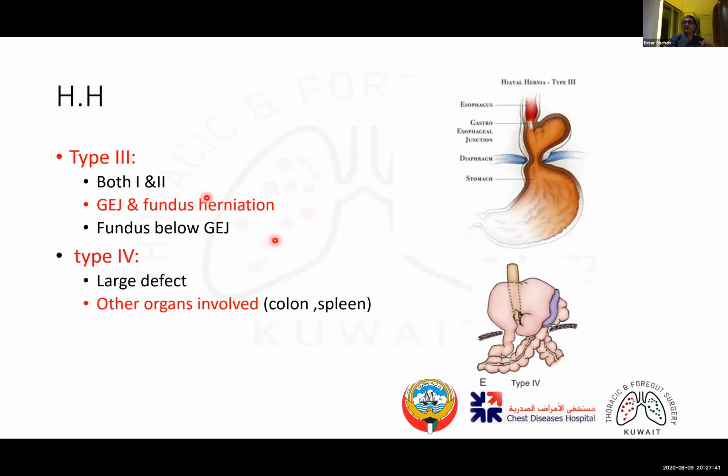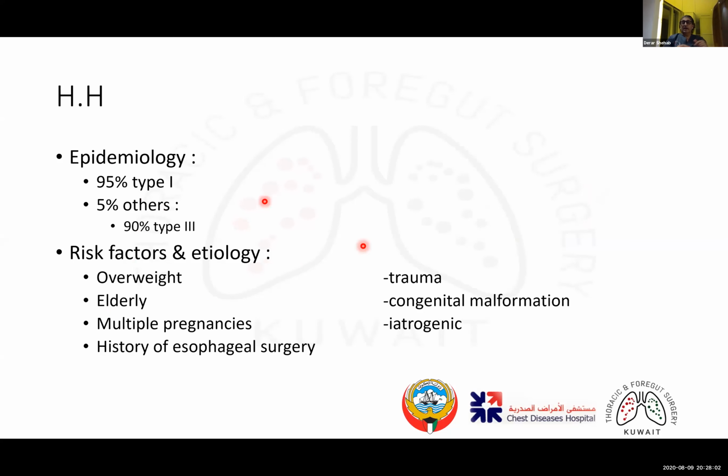So the GE junction and fundus are herniated, and the fundus is still below the GE junction. Type 4 is a large hernia, or sometimes I call it a complex hernia, in which other organs are involved, like colon and spleen. The most common type is actually type 1, and most of the time the patients are elderly, or overweight, or they have had multiple pregnancies previously, or had a previous esophageal surgery.